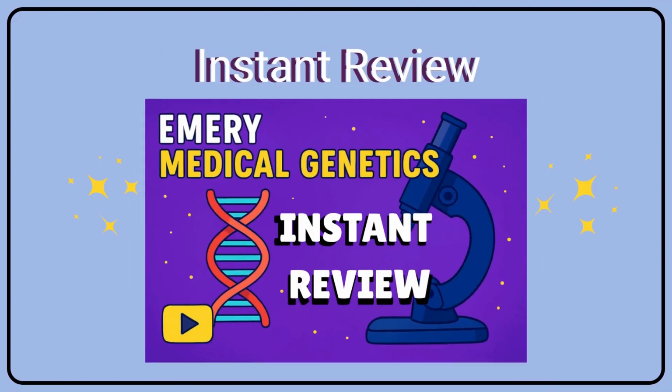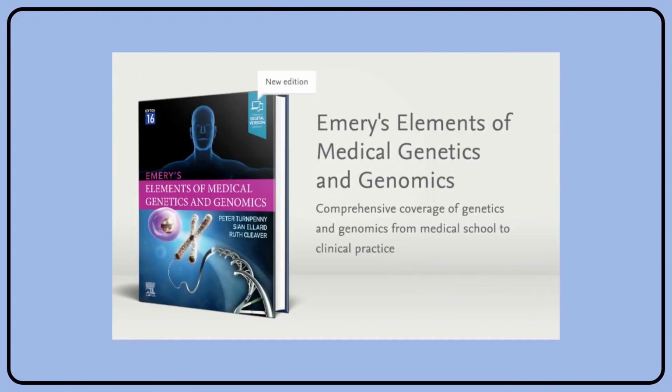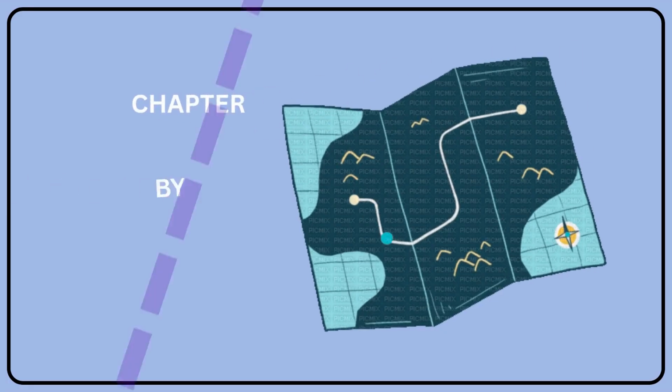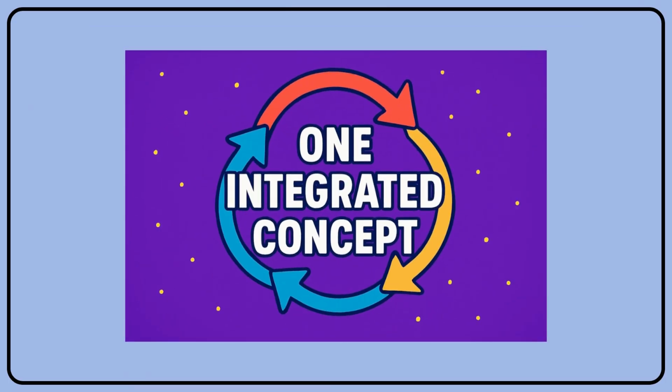In this series, we make the concepts from Emery Medical Genetics 16th edition, which is the latest edition, clear and connected. Think of it as a roadmap. Instead of reading chapter by chapter, we bring together discussions scattered across the book into one integrated concept, so you see the whole picture at once.